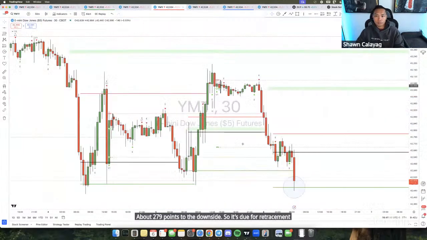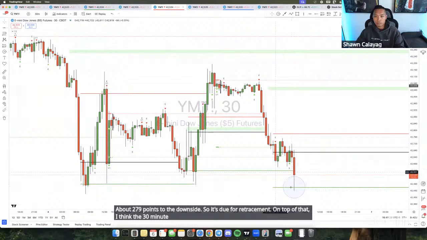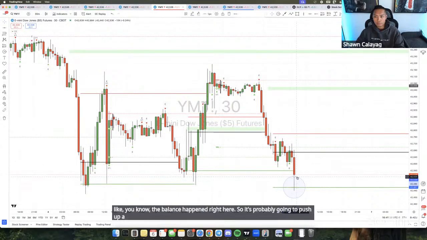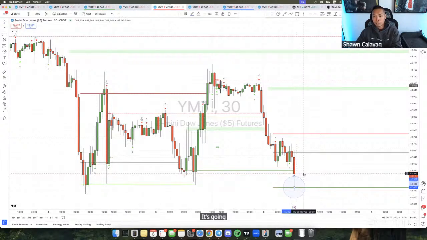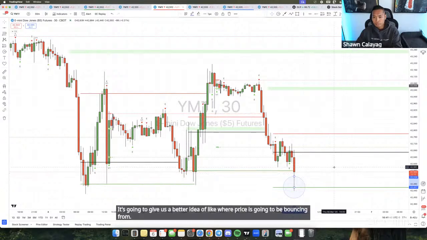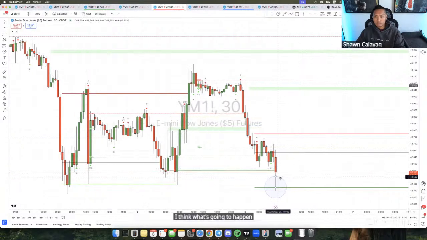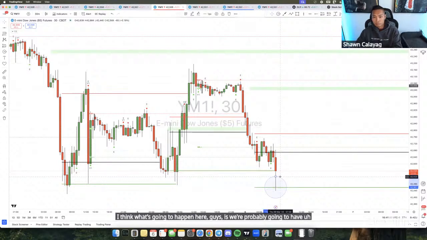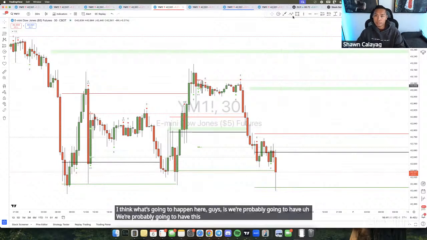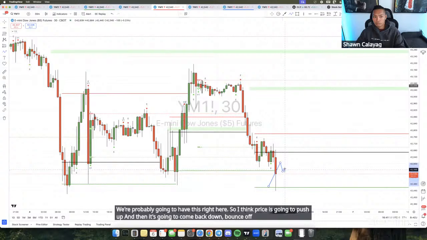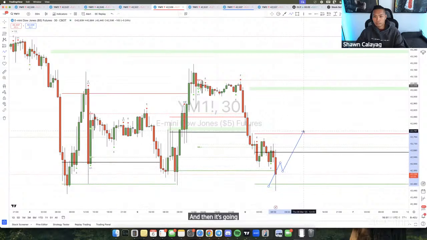On top of that, I think the 30-minute market profile is a good threshold to identify the bounce that happened right here. So it's probably gonna push up a little bit. This candle is gonna close in about 10 minutes. So I think once the next 30-minute candle closes, it's gonna give us a better idea of where price is gonna be bouncing from. I think what's gonna happen here, guys, is price is gonna push up and then come back down, bounce off this value low, and then come back higher and possibly test the point of control here.